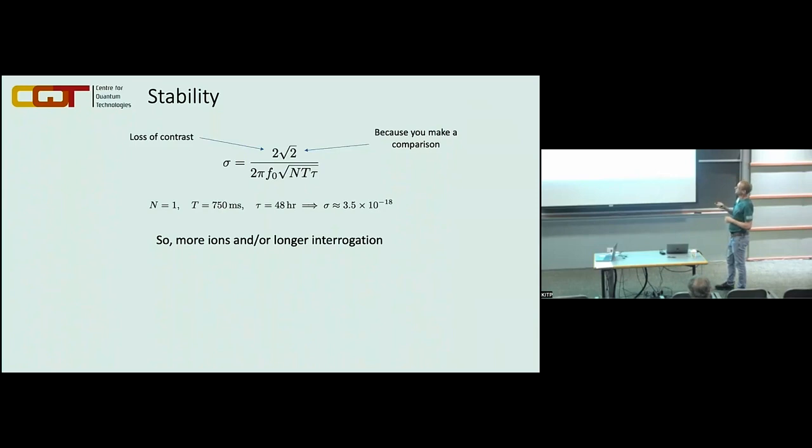But as was pointed out in the last talk, at the end of the day, you need more ions or a longer interrogation time. So in terms of that formula there, that's the only thing that you can really change. You have to average for longer, or you want to improve those numbers.